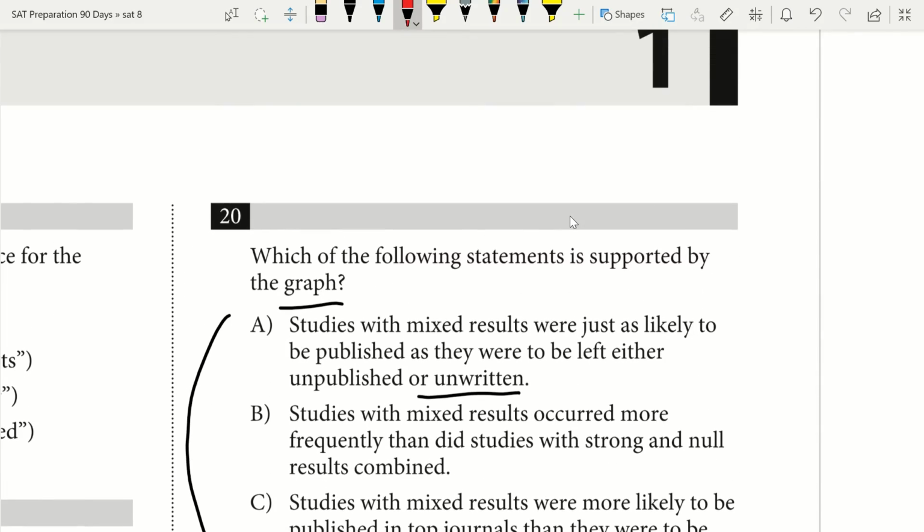Okay, so in this case, we have 20. The answer there is going to be A, and I'll put it in black so you can see that it's not in red, because sometimes people think red means the wrong answer. So we have option A as our correct answer. Studies with mixed results are just as likely to be published as they were to be left unpublished or unwritten. Okay, that one's factually correct.